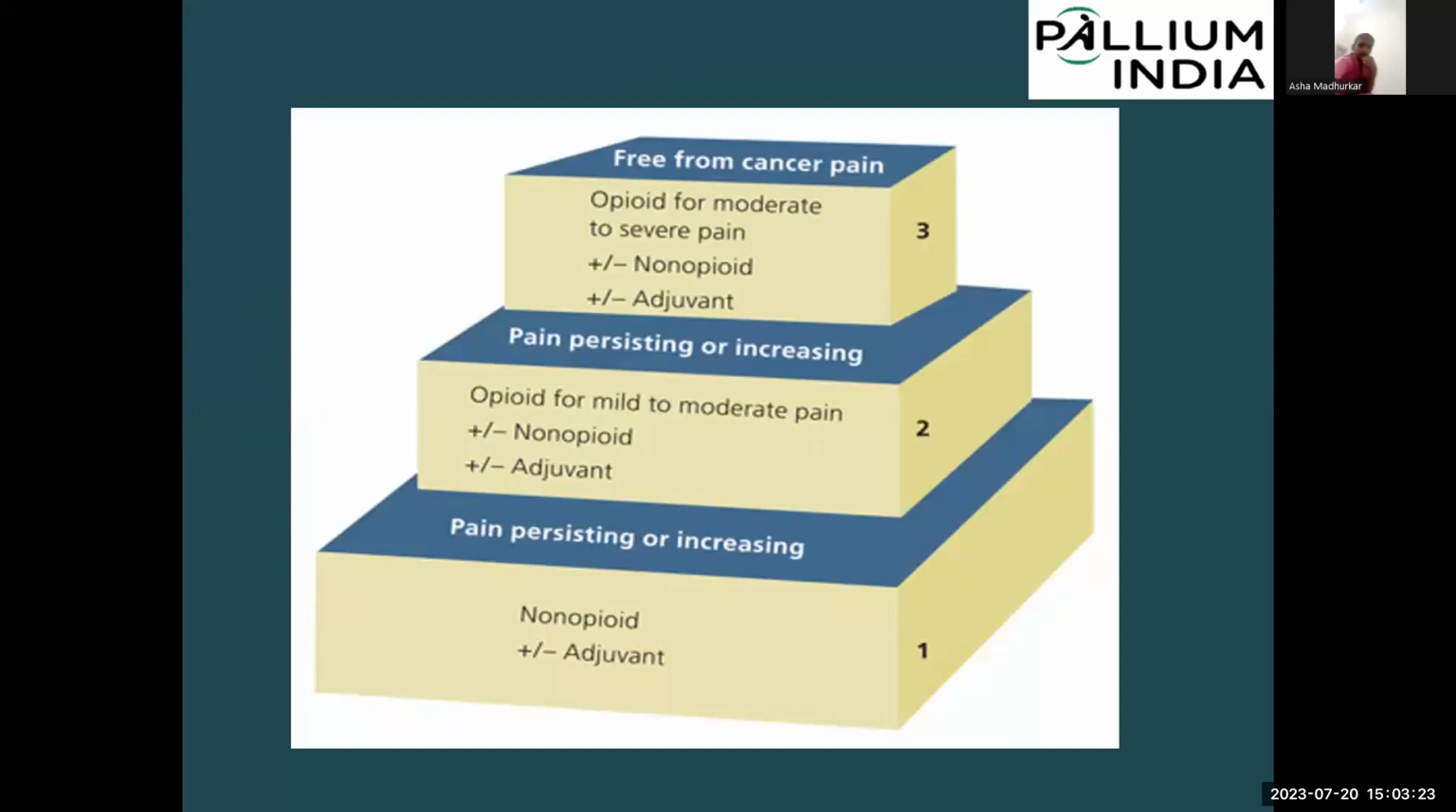So this would be a brushing of the WHO analgesic ladder, which you might already be taught in the previous session. Depending upon the severity of the pain, the patients would be prescribed step 1, step 2, and step 3 analgesics. Patients with mild pain would be prescribed step 1 analgesics, which include non-opioids with or without adjuvants. If the pain is more than mild to moderate pain, step 2 analgesics are prescribed that include opioids for mild to moderate pain with or without non-opioids and with or without adjuvants. If the pain is more severe, then we go with the step 3 analgesics. Step 3 includes opioids for moderate to severe pain with or without non-opioid and with or without adjuvants.